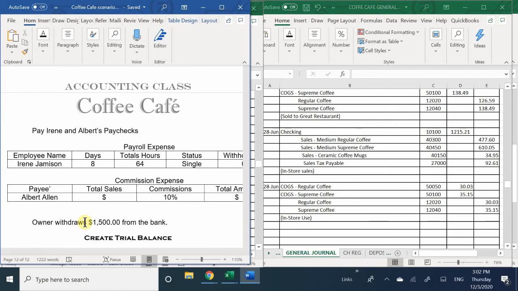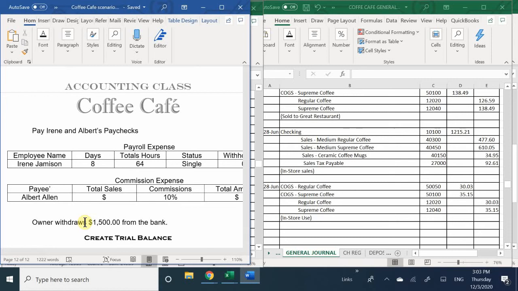Irene Jameson has worked a total of 8 days. Remember, we hired her somewhere on the 11th or 12th, and we set her date to start on the 14th. So 14, 15, 16. Her schedule is Friday to Tuesday. So Friday, Saturday, Sunday, Monday, Tuesday, and then she worked another Thursday, Friday, and Saturday, and Sunday. Wait, let's do it again.